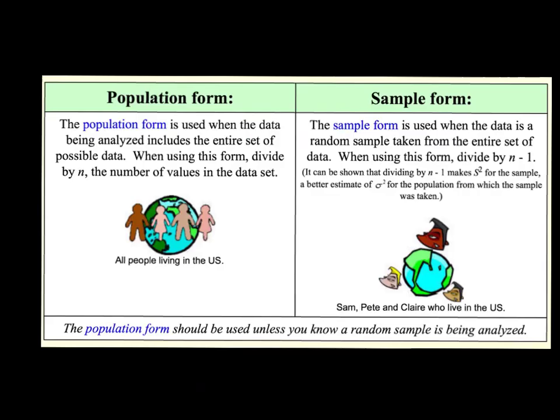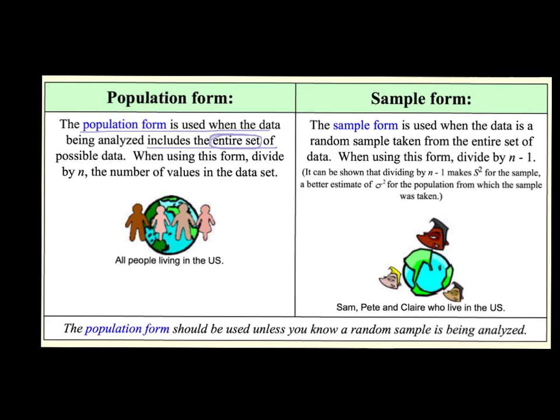Before we go on to the next two forms, the standard deviation and the variance, we need a sidebar discussion on population versus sample. We're not going to write down the whole thing, so don't panic. There's just more here in case you're interested in doing more reading. Basically, here's what I want you to get in your notebook. The population form is used when the data being analyzed includes the entire set. In your notebook, emphasize entire set. That's the real buzzword for population.